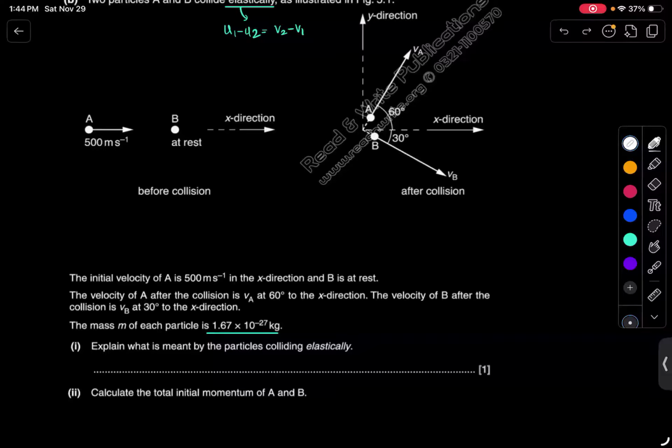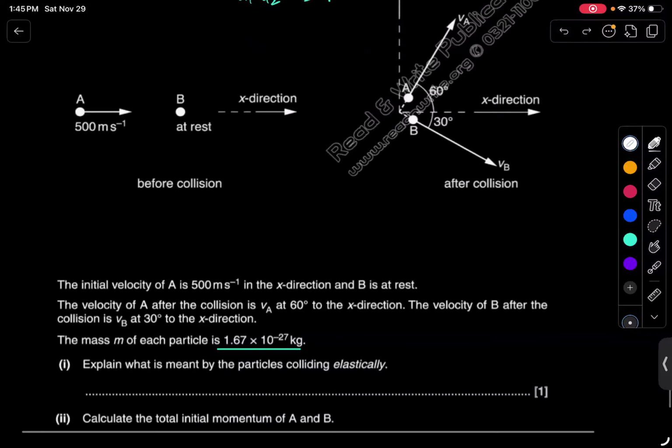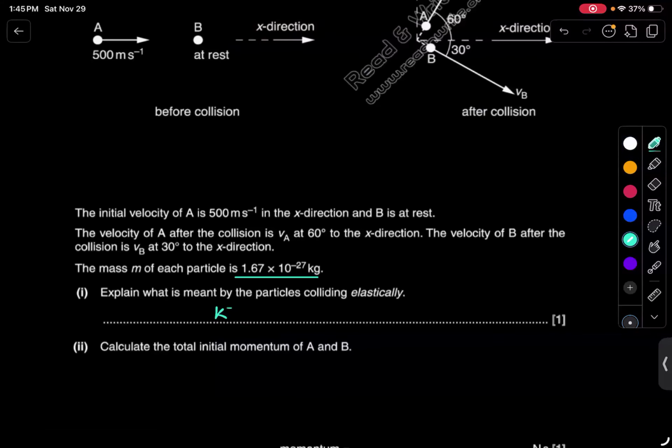State what is meant by the particles colliding elastically. What does that mean? Yes, Abiha. Any idea? What does it mean when we say particles collide elastically? Like that the kinetic energy before is equal to the kinetic energy after. Exactly. Kinetic energy is conserved. Absolutely. 100%. That's the entire point of saying it. So kinetic energy is conserved.